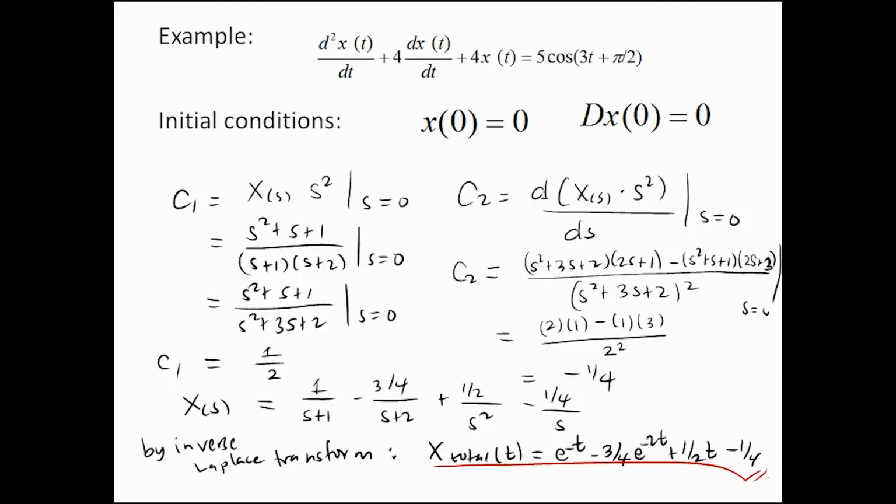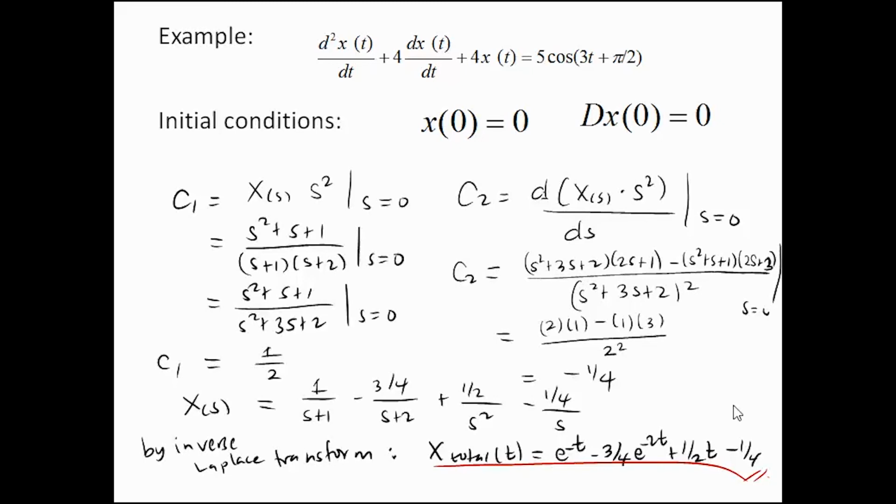For the last two coefficients, c sub 1 and c sub 2, for c sub 1, we simply multiply x of s by the coefficient of c1 and we let s equal to 0. And that gives us c sub 1 equal to 1/2. Then for c sub 2, since n is equal to 2, we obtain the n minus 1 derivative of the product of x of s times s squared and multiply it by 1 over n minus 1 quantity factorial. And to solve for c2, we let s equal to 0. And this leads us to the value for c2 equal to negative 1/4.